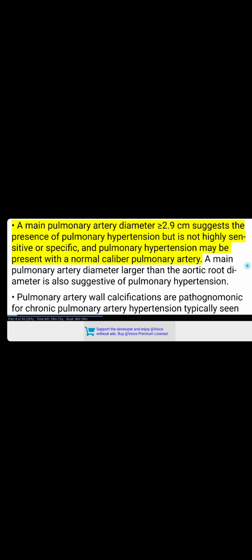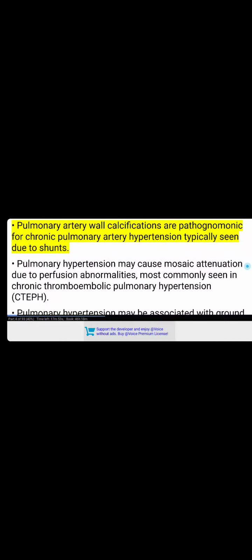A main pulmonary artery diameter greater than or equal to 2.9 cm suggests the presence of pulmonary hypertension but is not highly sensitive or specific, and pulmonary hypertension may be present with a normal caliber pulmonary artery. A main pulmonary artery diameter larger than the aortic root diameter is also suggestive of pulmonary hypertension. Pulmonary artery wall calcifications are pathognomonic for chronic pulmonary arterial hypertension, typically seen due to shunts.